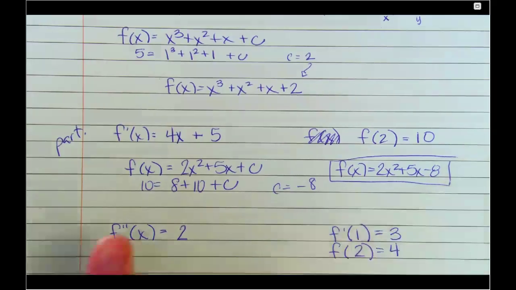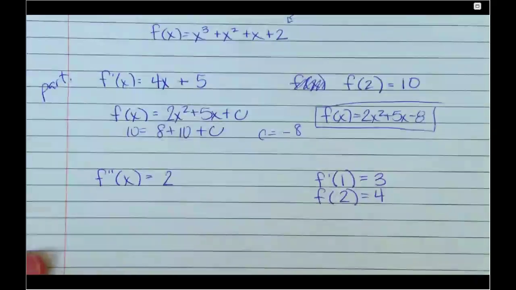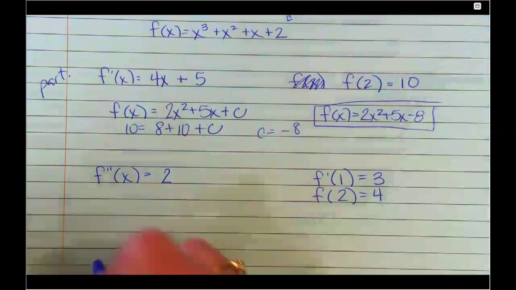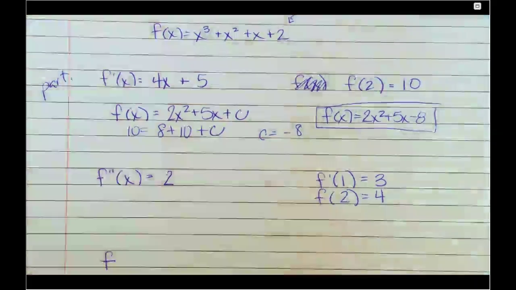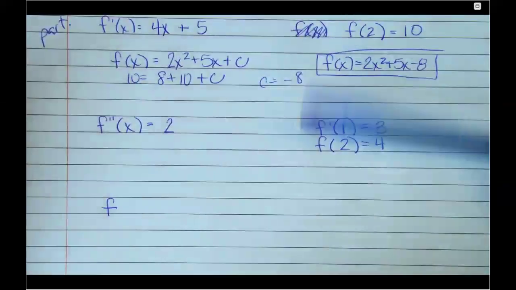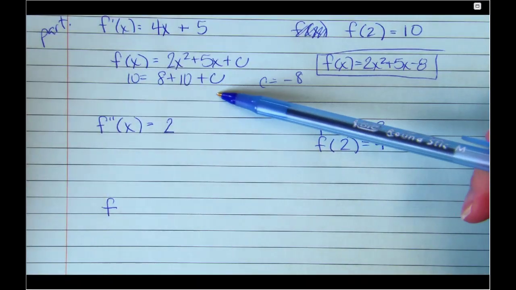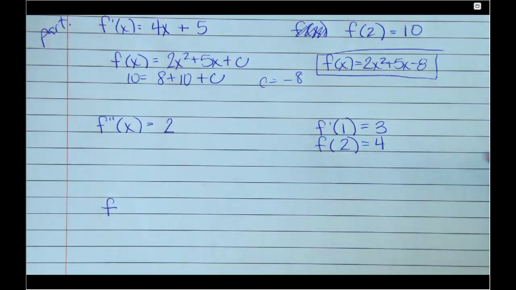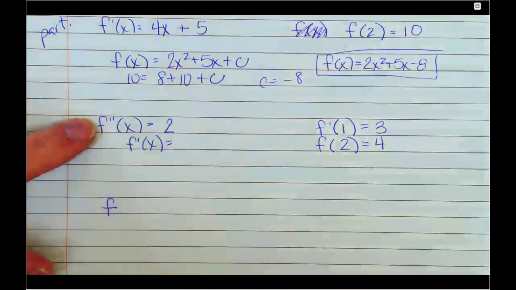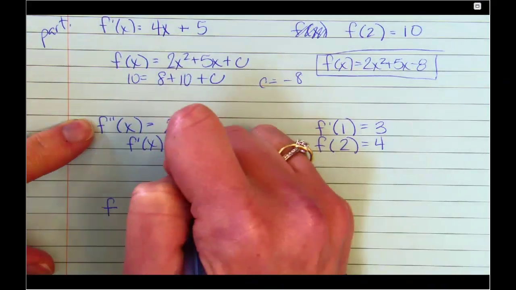Okay, so here's f double prime. I'd like you to find f prime. Nope, I would not like you to find f prime. I'd like you to find f. Oh, so you just do it twice? Yeah. Okay, so listen. If you do an antiderivative once on this guy, what's he going to be labeled? Prime, right? It's going to be f prime of x, which would equal what? 2x plus c.